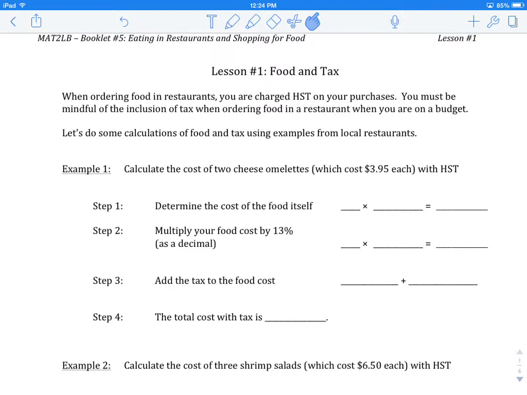Welcome to MAT 2LB booklet number 5, Eating in Restaurants and Shopping for Food. This is the first lesson, which is Food and Tax. It deals with, this whole unit, in fact, deals with working with money in the context of eating in restaurants and shopping for food.